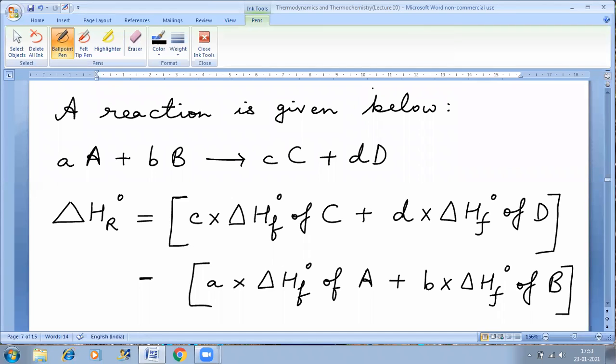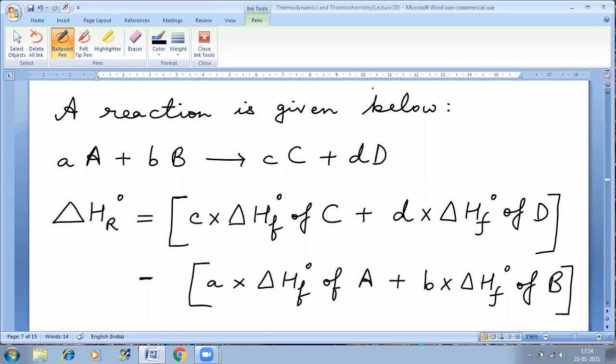You multiply the coefficient of each species with its corresponding enthalpy of formation. You first take all the products and then you subtract from that all the values of the reactants. That means you first take the enthalpy of formation of each product, multiply that by the respective coefficient, then add up all such values of products, and then from there you subtract all the values of enthalpies of formation for the reactants. So this is how you get the enthalpy of the reaction.